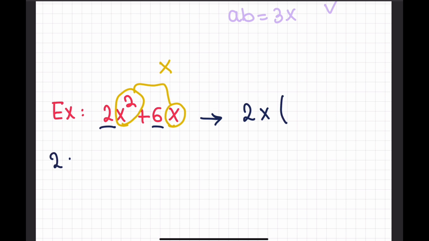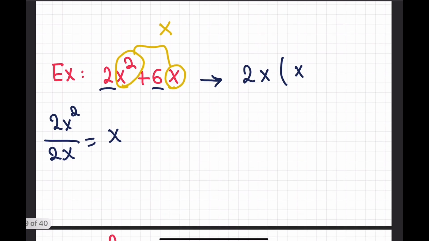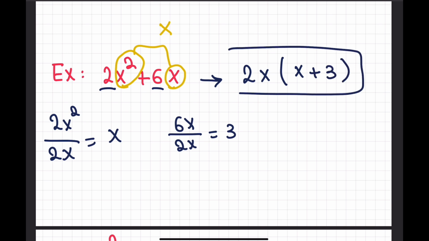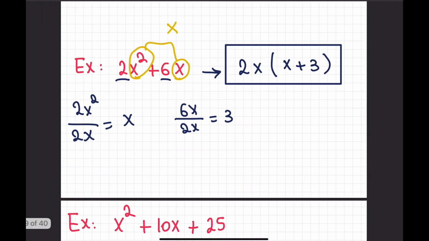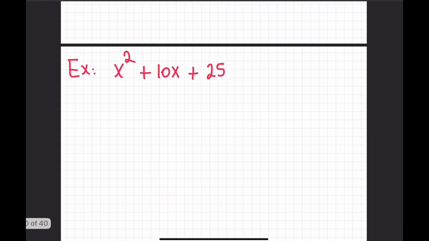So 2x is going to be my factor. Then 2x squared divided by the factor is going to be x. Then 6x divided by 2x, which is 3, is going to be plus 3. And this is my factor for this question. And the last one is x squared plus 10x plus 25.